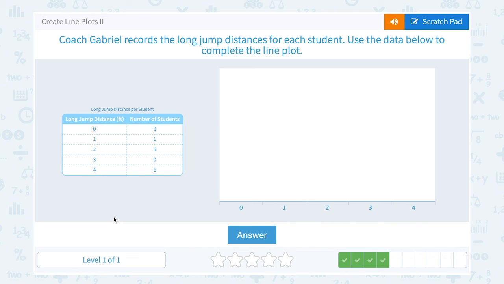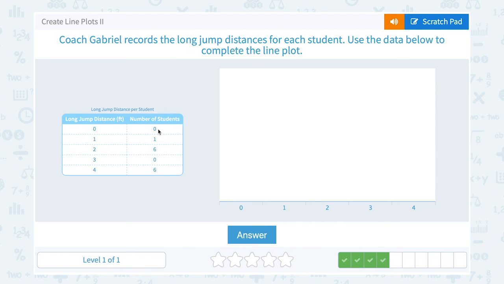Coach Gabriel records the long jump distances for each student. Use the data below to complete the line plot. Notice in our X column, we have the feet. So these numbers 1, 2, 3, and 4 on the X-axis represent the feet. The number of students on the Y-axis is going to be represented by how many X's we draw up.